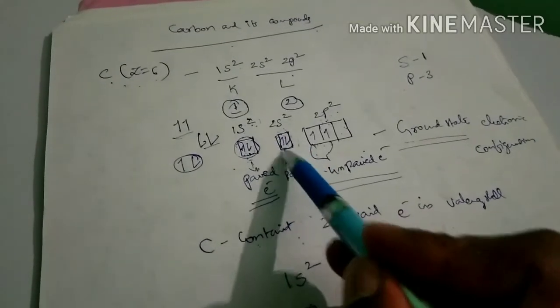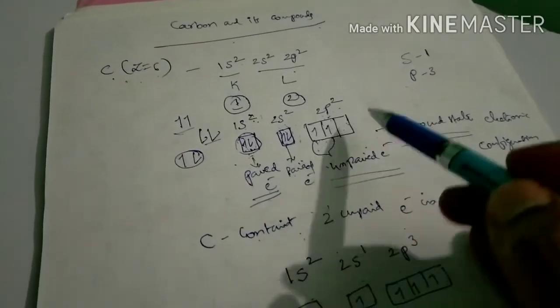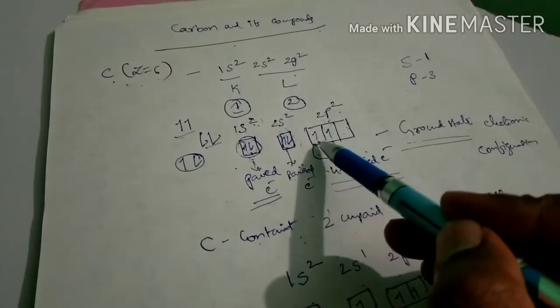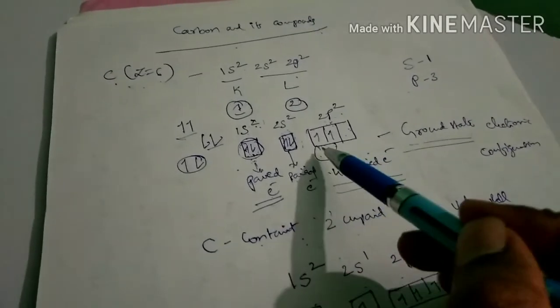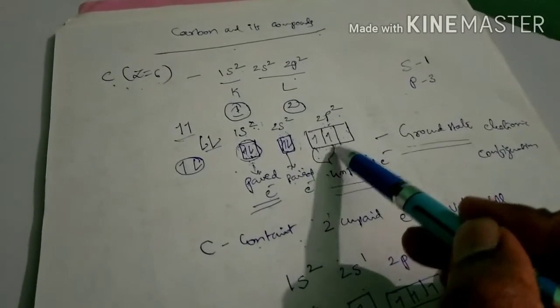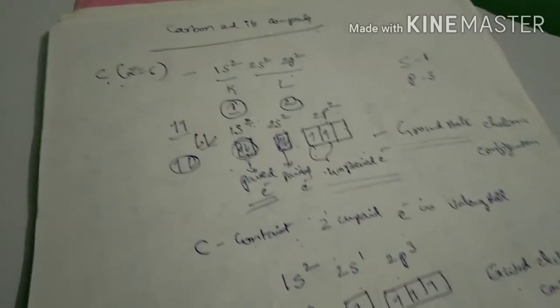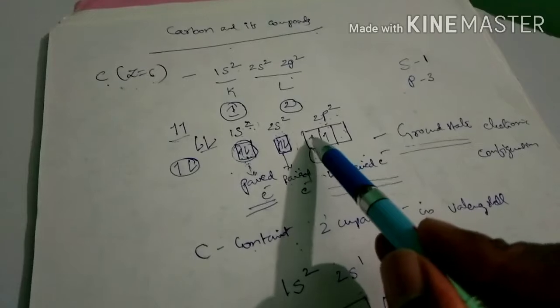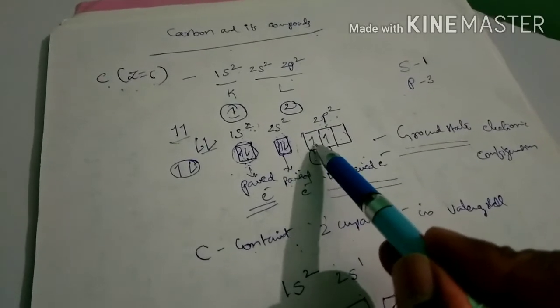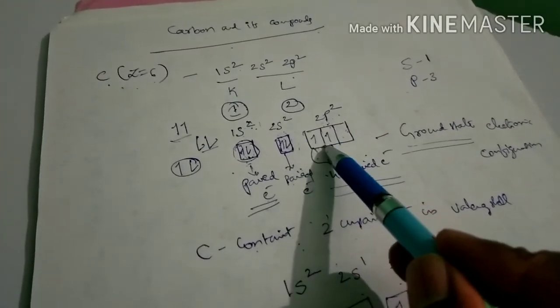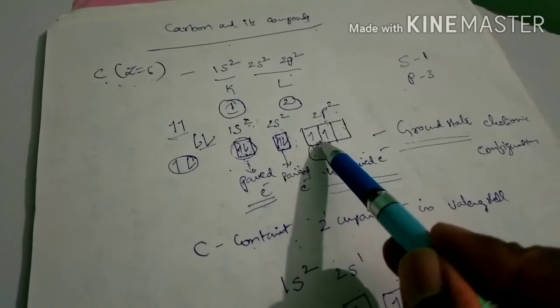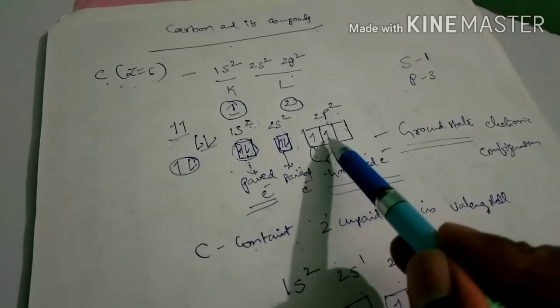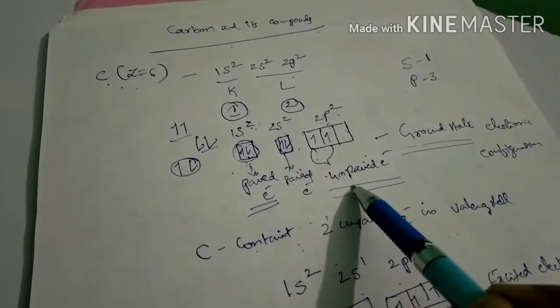Here 2s also contains paired electrons, but the p orbital contains unpaired electrons. These are called unpaired electrons, because if only 1 electron is present in 1 orbital, 1 box, it is called an unpaired electron.